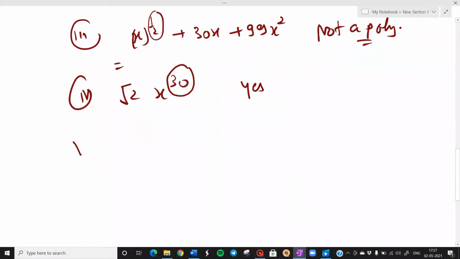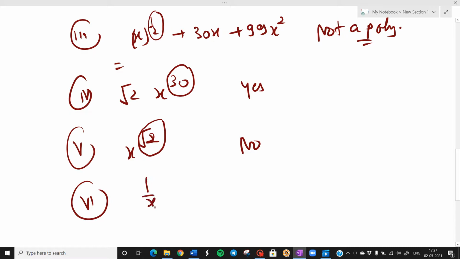We consider the next example, root 2 x power 30. Is it a polynomial? Yes, because the power of the variable is 30 and 30 is a whole number. I have to take more examples for you. I am taking example number 5: x power root 2. Is it a polynomial, yes or no? We can say no, because the power of the variable, root 2, is not a whole number, so this is not a polynomial.